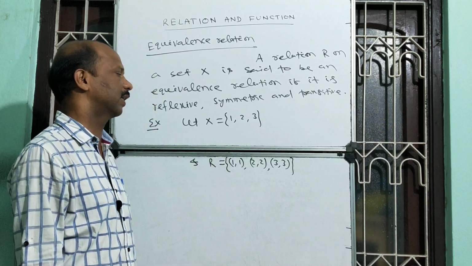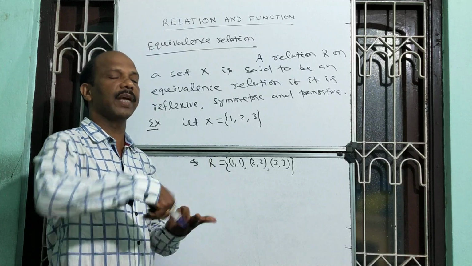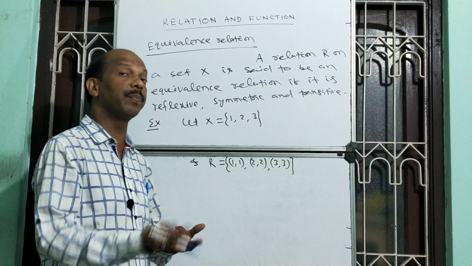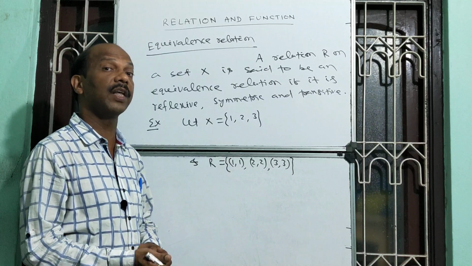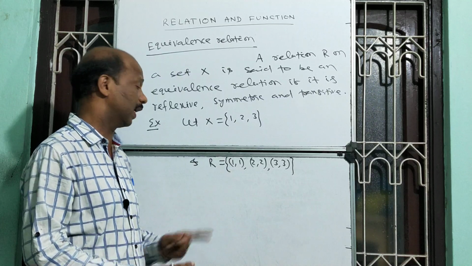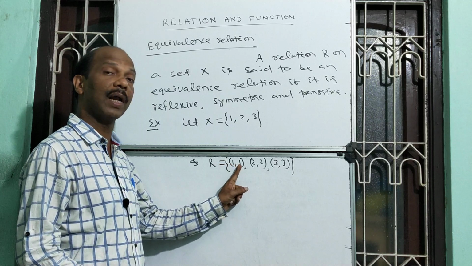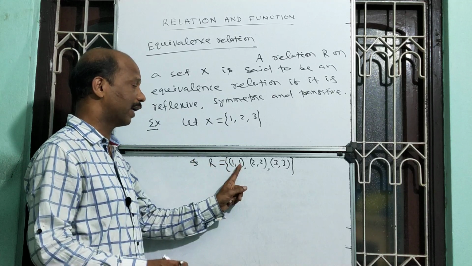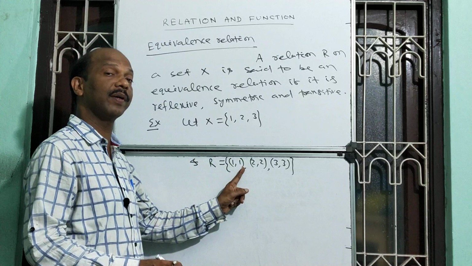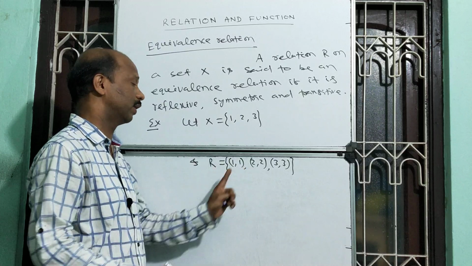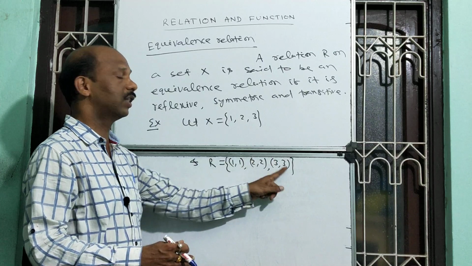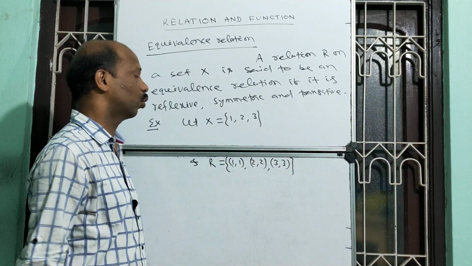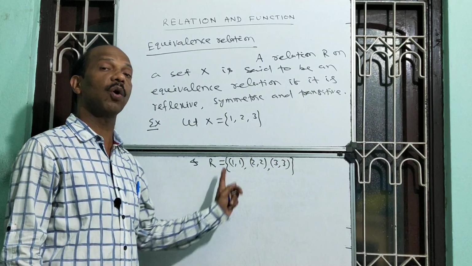Whether it is symmetric? Yes, it is symmetric. Symmetric means, if A is related to B, then B is related to A. That means if (A,B) ordered pair is there, then (B,A) ordered pair must be there. 1 related to 1, in the reverse way, 1 is also related to 1. (1,1) is there, (2,2) is there, (3,3) is there. So it is symmetric.